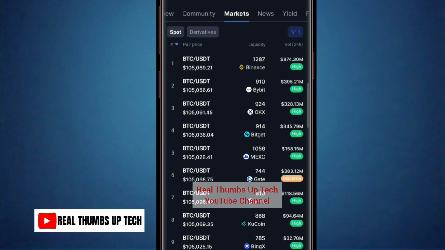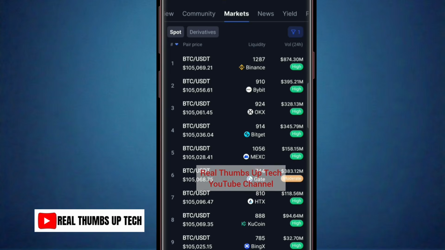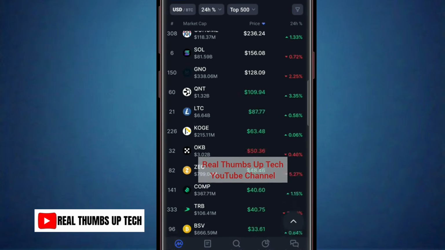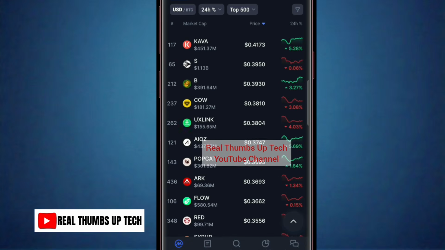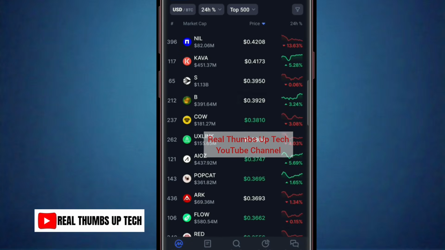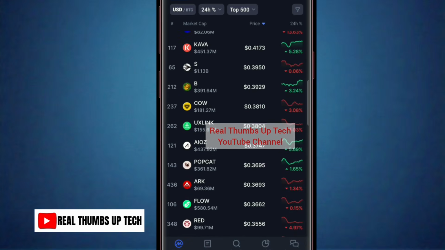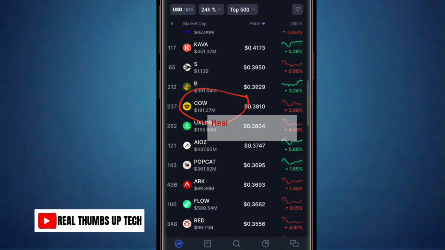Okay, so this is how it works. But I prefer using the other process since some people are already used to that. So let me go back to that and let's look for another coin as well. All right, so here we have a coin called COW.